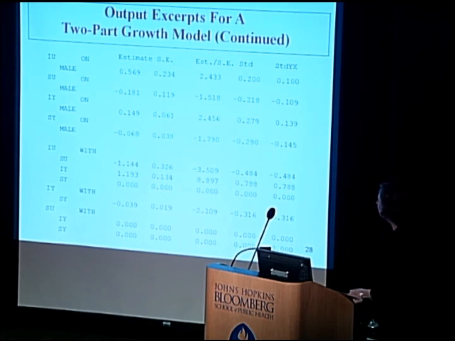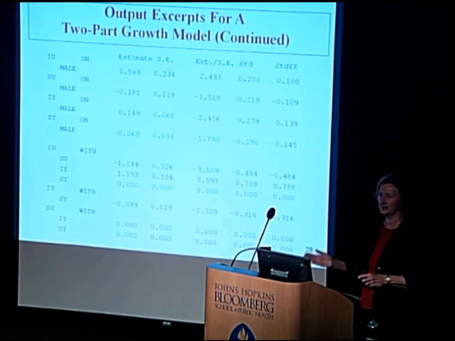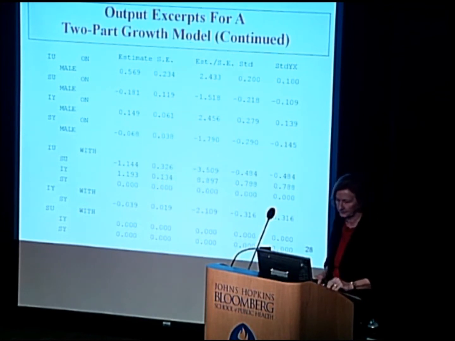If you look down here at the IU with IY, the two intercept growth factors, the intercept growth factor for the binary part and the intercept growth factor for the continuous part, have a fairly high, a significant covariance. And this is possibly partly due to the fact that the two parts of the variable come from one variable.